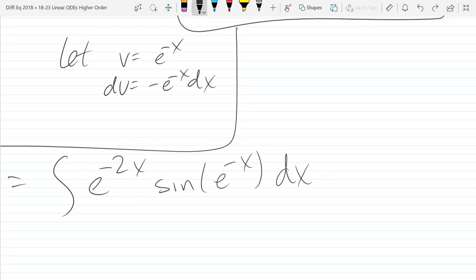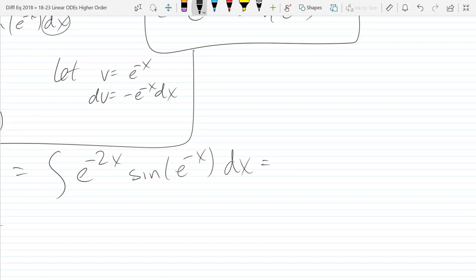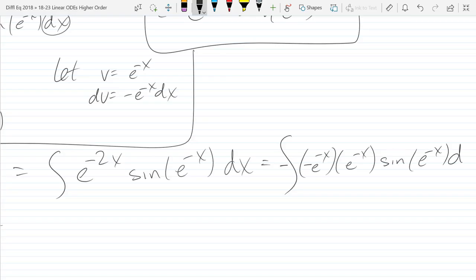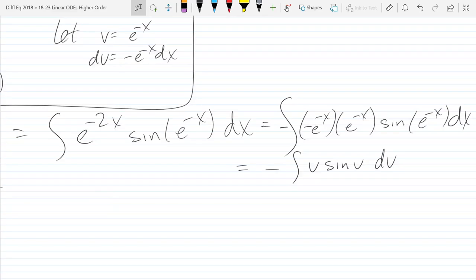How can I rewrite this term? I can write it as e to the negative x times e to the negative x. Then one of them will be part of the dv, and the other one will be a regular v. So we're going to split it like this. I need a negative in front of one of them, and then I'll put another negative out front. So this will still be equal, but I'll get my negative e to the negative x, sine e to the negative x dx. So we get negative integral v sine v dv. Any questions on that v substitution right there?